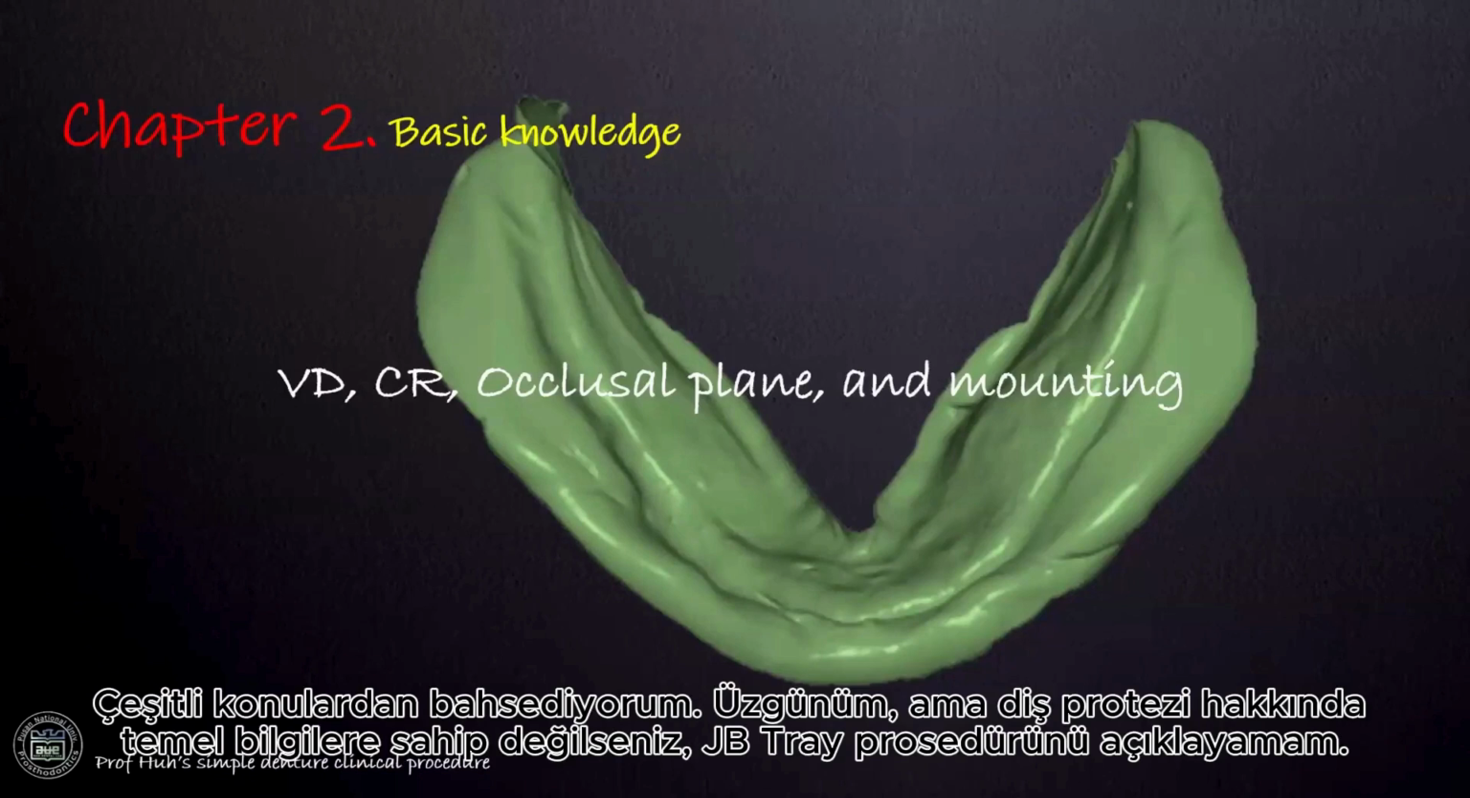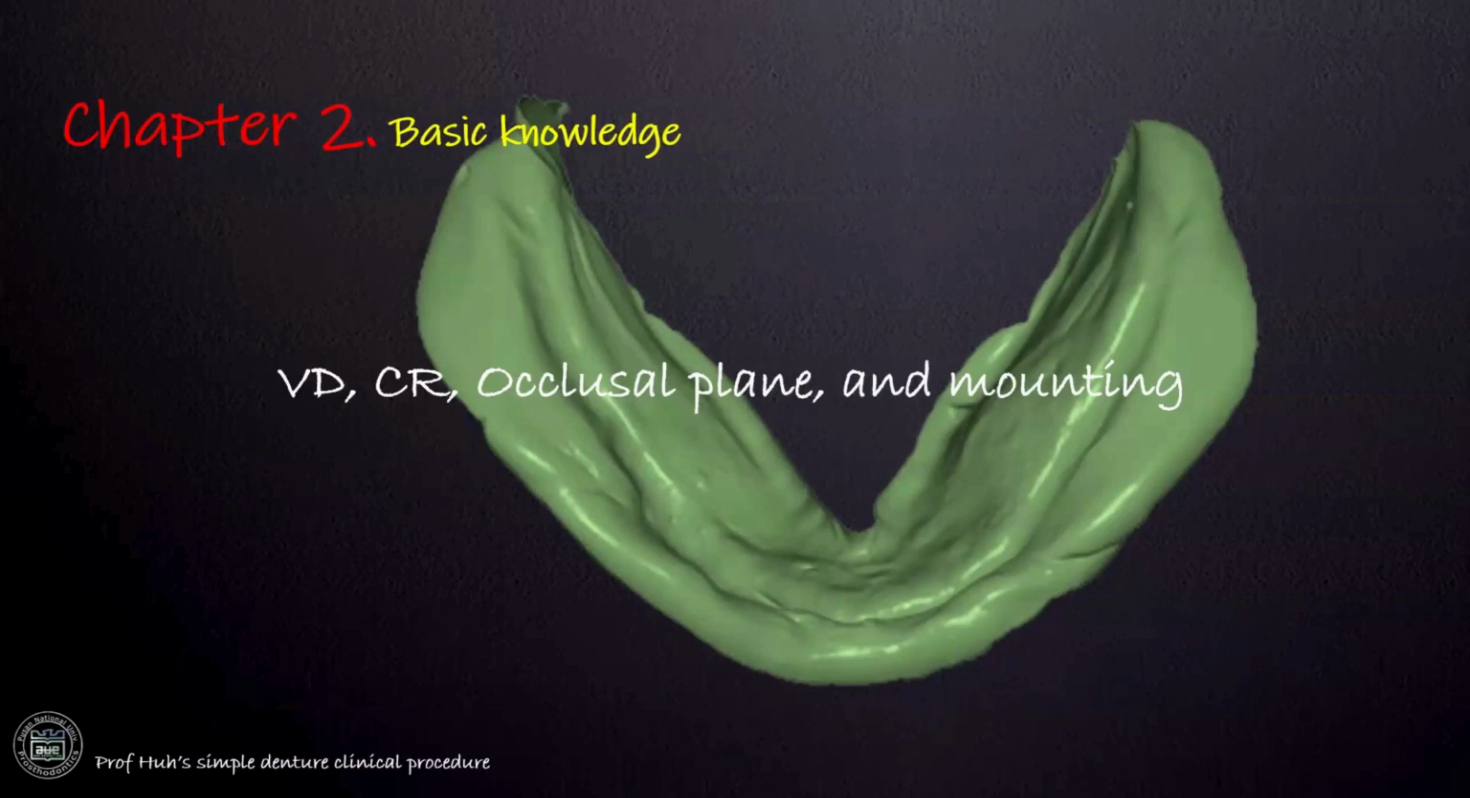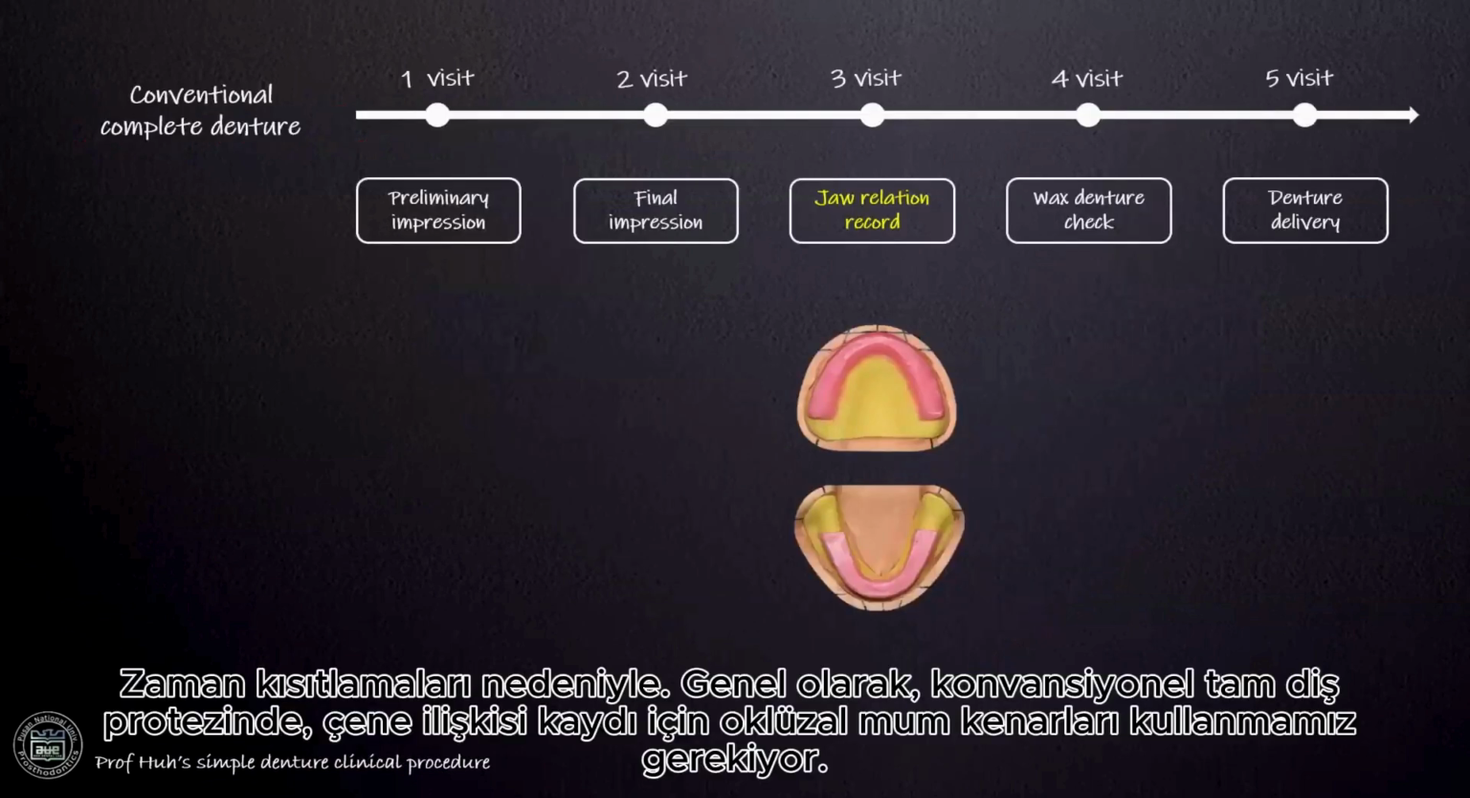So now I'm talking about various topics. I'm so sorry, but if you don't know the basic knowledge about the denture, I cannot explain the JB Tray procedure. So I hope you understand that. For the second chapter, I would like to explain vertical dimension, CR recording, and deciding the occlusal plane very briefly, because of time limitation.